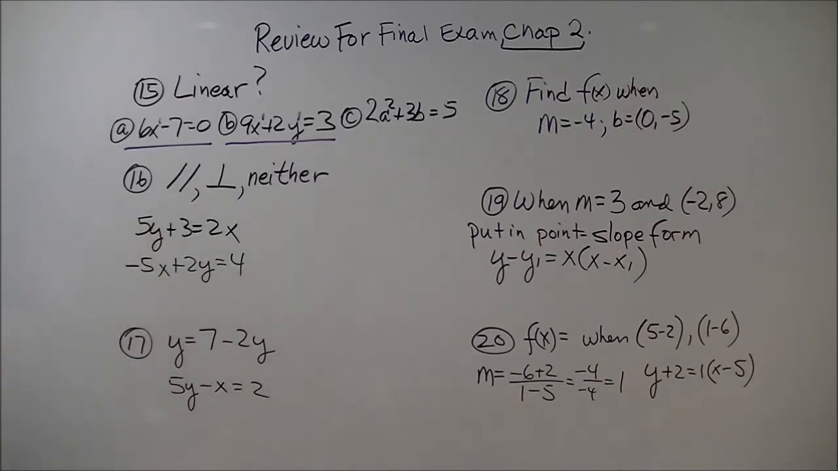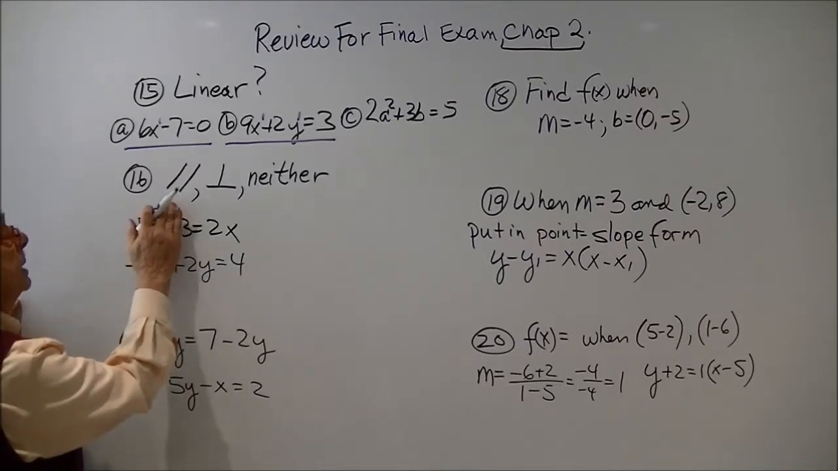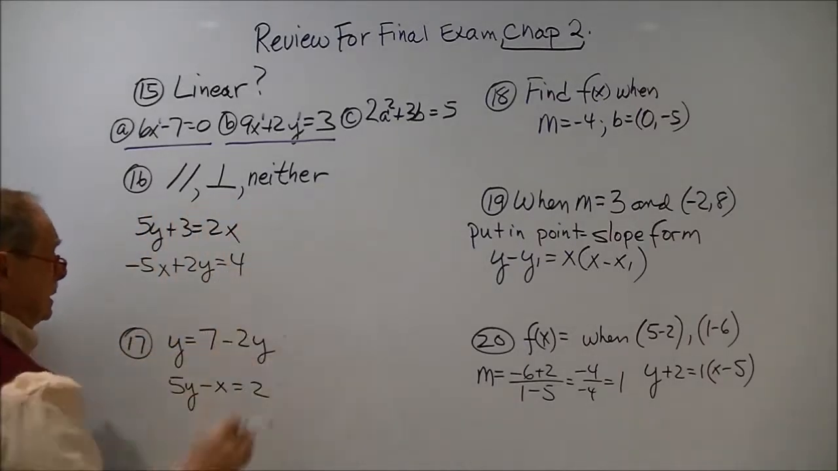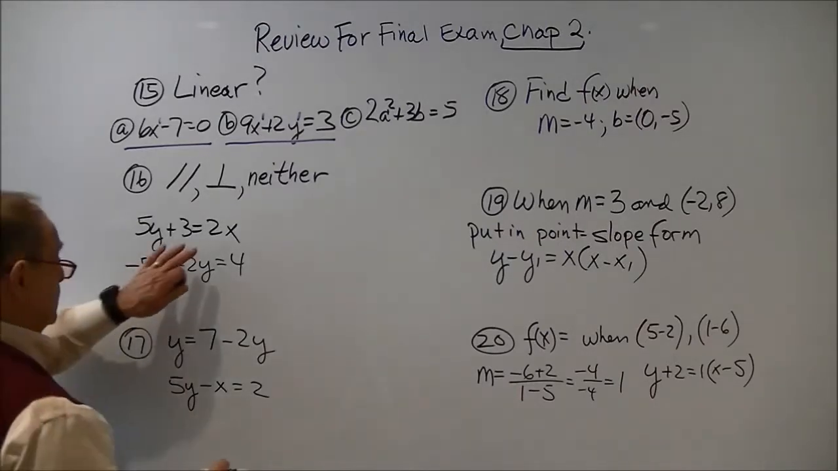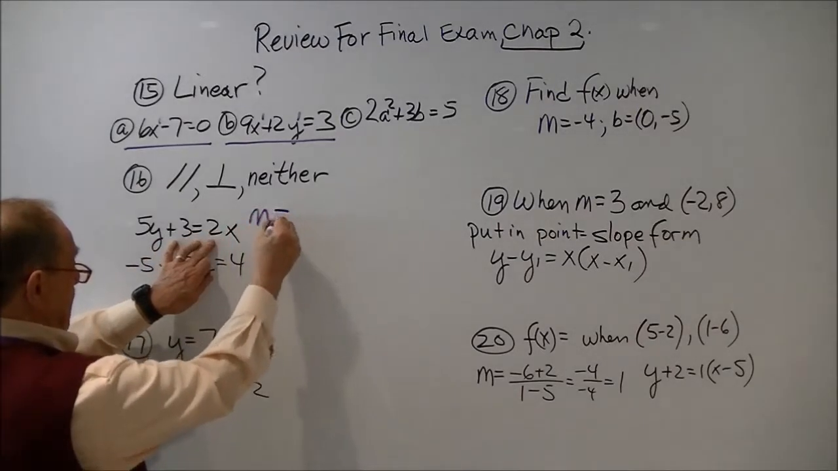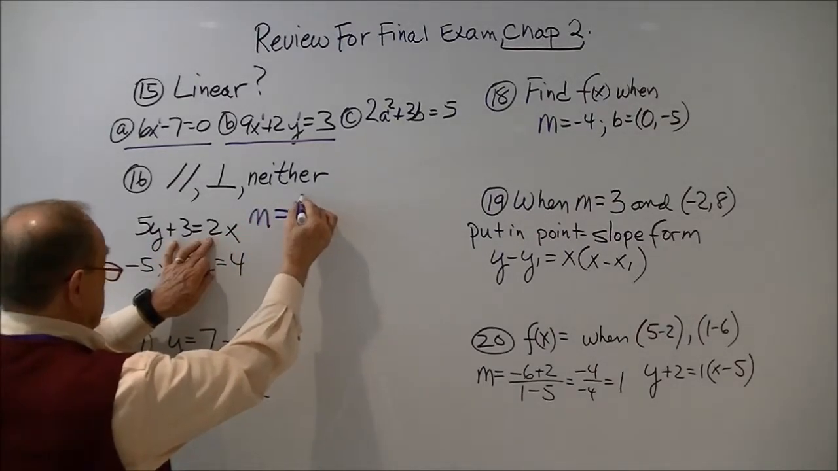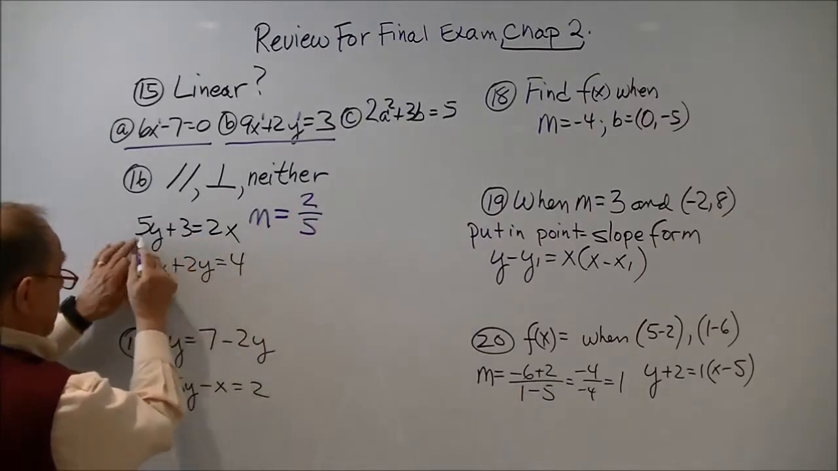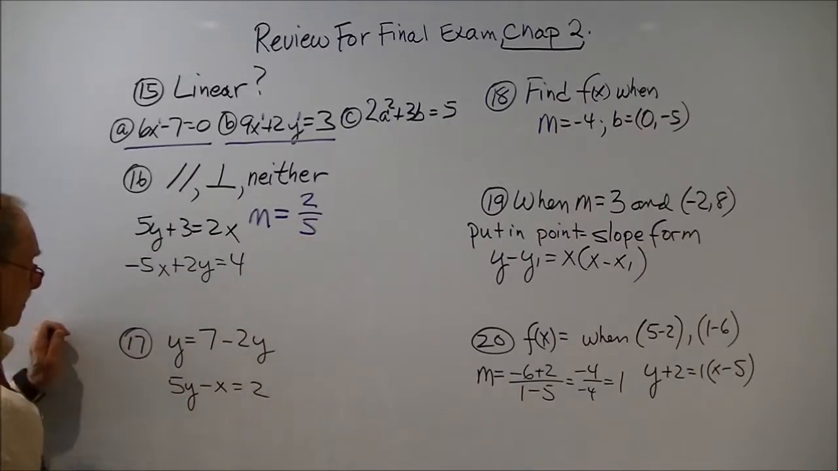For number 16, they're asking us, is this set of equations parallel, perpendicular, or neither? And this goes back to what we said, how can you figure that out? Well, we said the best way was to compare the slopes. So this is what I'm going to do here. My slope of this one is going to be, well, it becomes 2/5. I divide both sides by 5. I don't care about the b. I just want to compare my slopes.